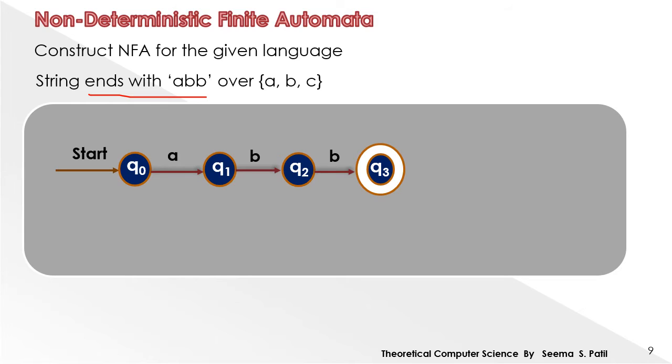The meaning of this is the string will end with ABB. But before ABB, there can be any number of A, B or C's. So directly write down a loop A, B, C. There can or cannot be any number of ABCs before the string ABB. The meaning of loop is just like star.